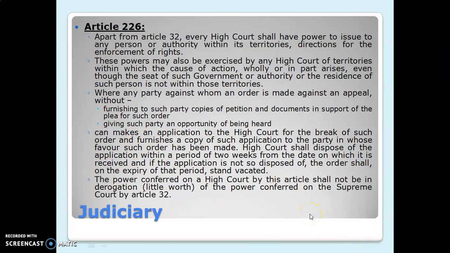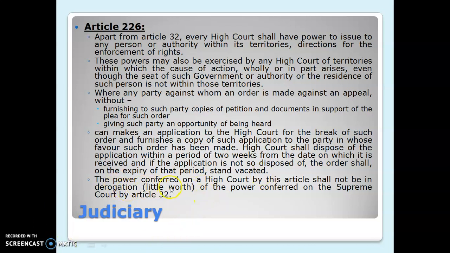The High Court shall dispose of the application within a period of 2 weeks from the date on which it is received. So in this scenario, it is the duty of the High Court to answer that application within 2 weeks after receiving it. And if the application is not disposed of, the order shall, on the expiry of that period, stand vacated. So if the High Court does not take any action within that period of 2 weeks, whatever order has been passed will stand cancelled.